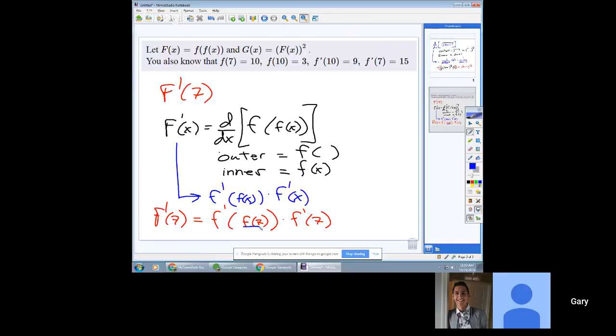Where are we going to go with this? We'll sneak it up here. So that's going to give me a 10 on the inside. So I need to know what f prime of 10 is, and I still have that sitting next to it.